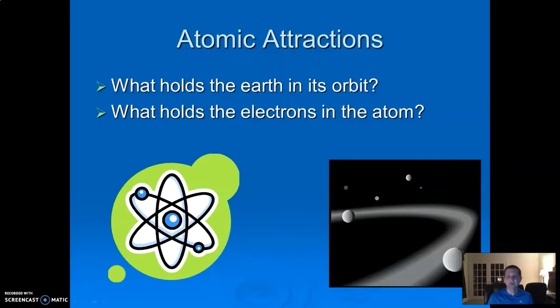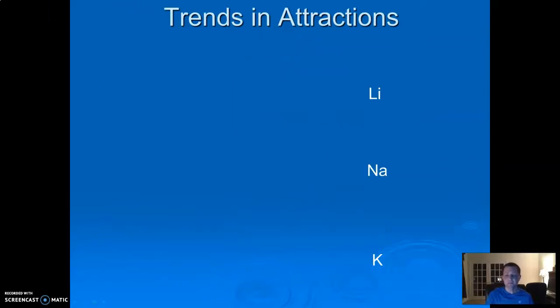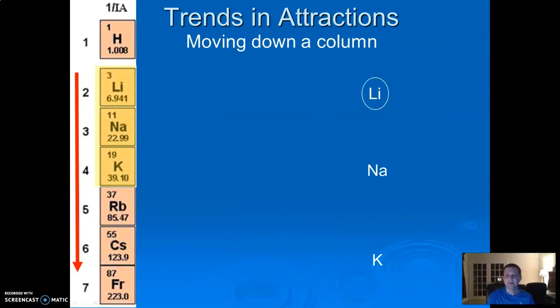Well, what holds the electrons in the atom? Well, the nucleus has what charge? Well, positive, right? Because there's protons and neutrons in there. Protons are positive, neutrons are neutral. The electrons are negative. So the nucleus is positive, the electrons are negative. Well, what's Coulombic attraction? Coulombic attraction is a fancy way of saying attraction of opposite charges. So something really important that you should write down, just defining what Coulombic attraction is. So that being said, we're going to take a look at trends in attraction going down a column first. That's the easiest one to look at.